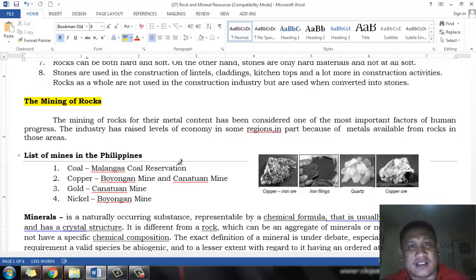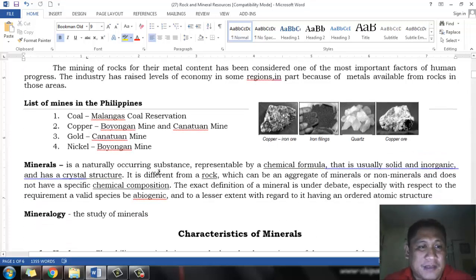In our electronic industries today, we utilize these metals, and these metals come from or are embedded in rock. They settle in rocks, and we sometimes get them through mining underground and obtain them through a certain process, and eventually we utilize the metals. So here is a list of mines in the Philippines.